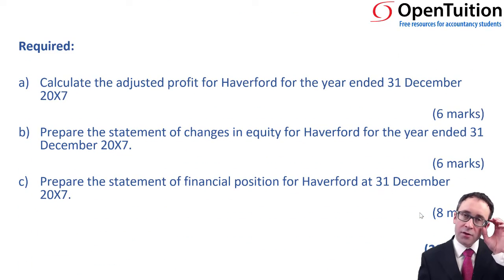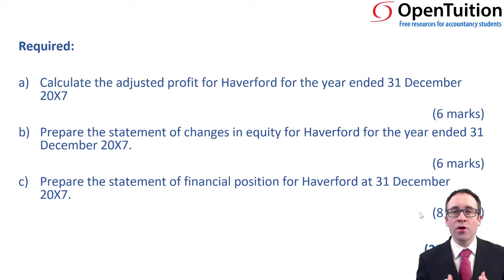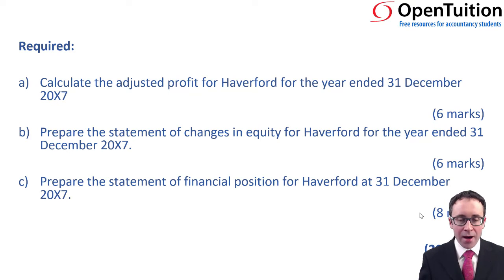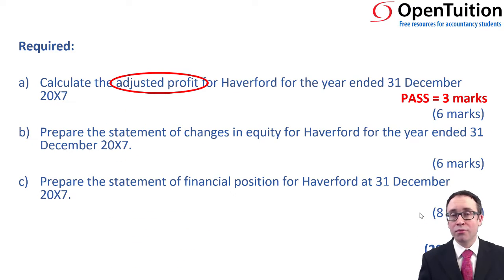So first thing with every question that you have, make sure that you read the requirement. You can see the requirement there has 3 parts, A, B, C, and in total they are worth 20 marks. Okay. First part, part A, wants us to work out the adjusted profit. 6 marks in total. We need, is it the 50%? So 3 marks to go through there and pass.